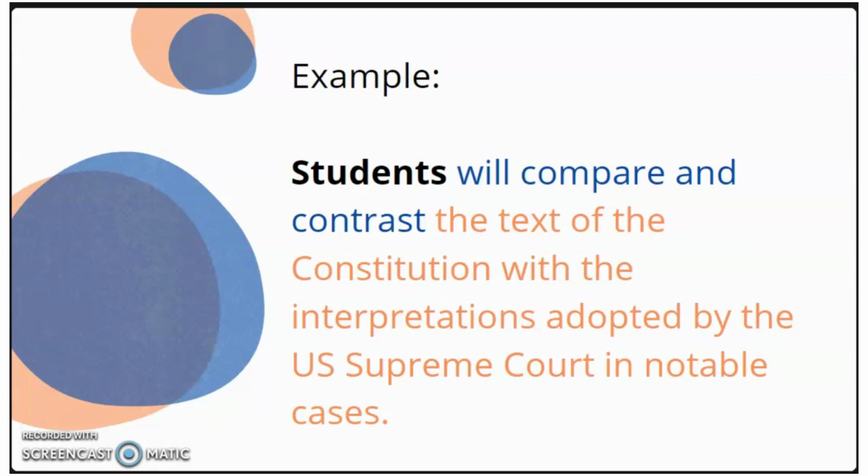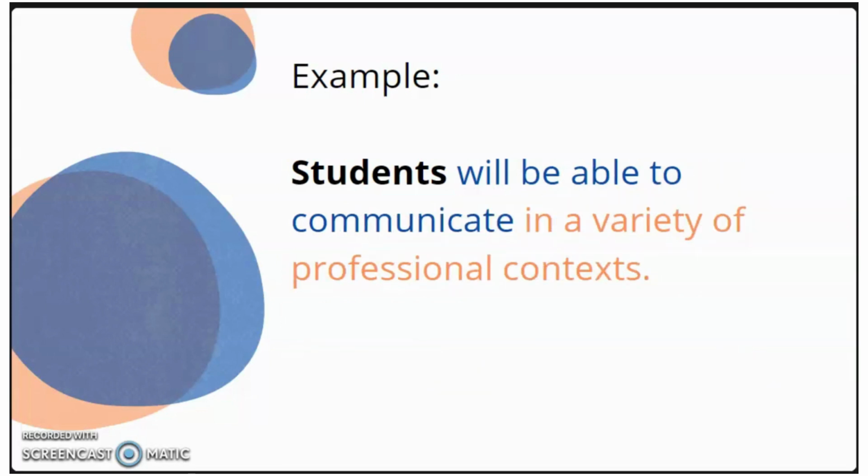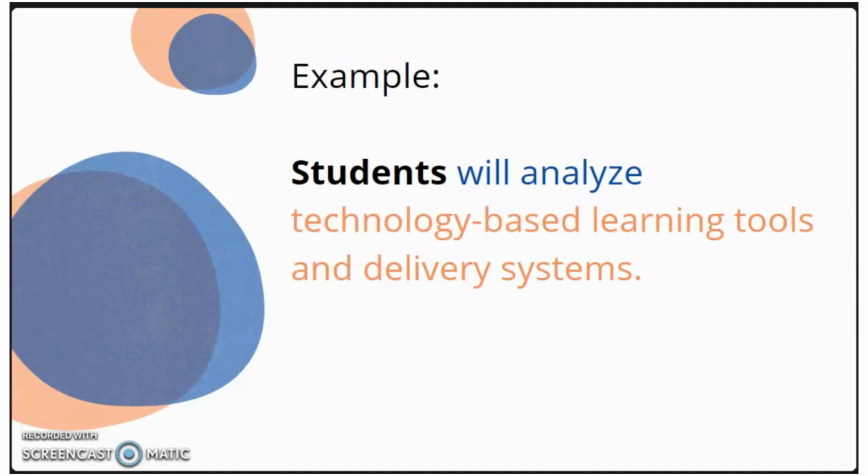Next, we have students, again our who, will compare and contrast. So again, they're able to use whatever information it is that they have learned. And the specifics are the text of the Constitution with the interpretation adopted by the U.S. Supreme Court in notable cases. Next example, again, we have the same who in all of these, HBU students. The what is that they will be able to communicate. And then the specifics is in a variety of professional contexts. Our last example here, students will analyze technology-based learning tools and delivery systems.